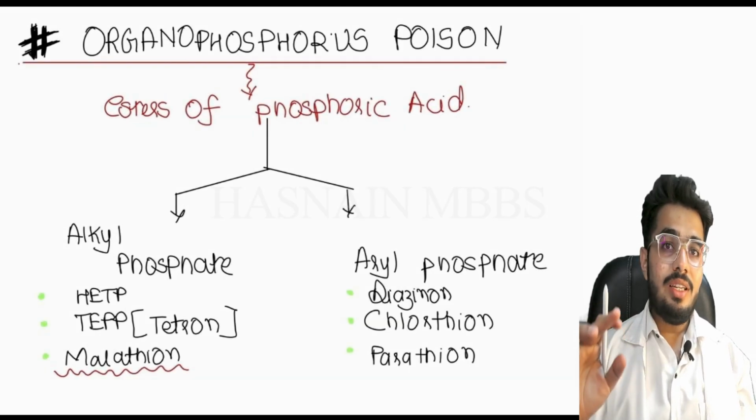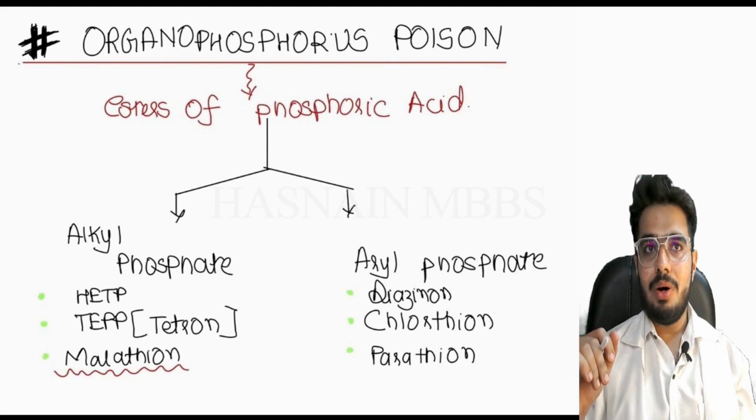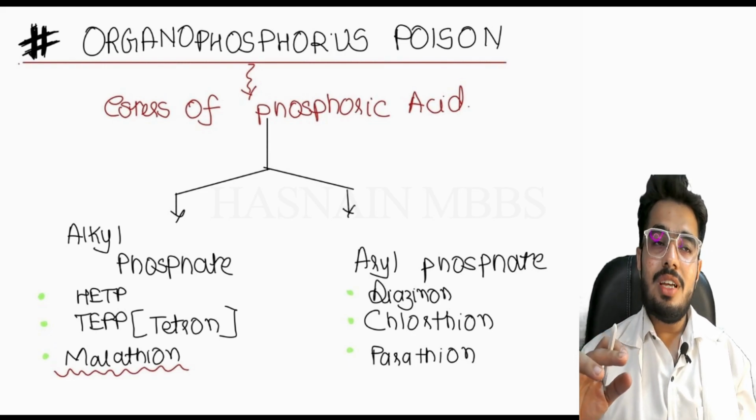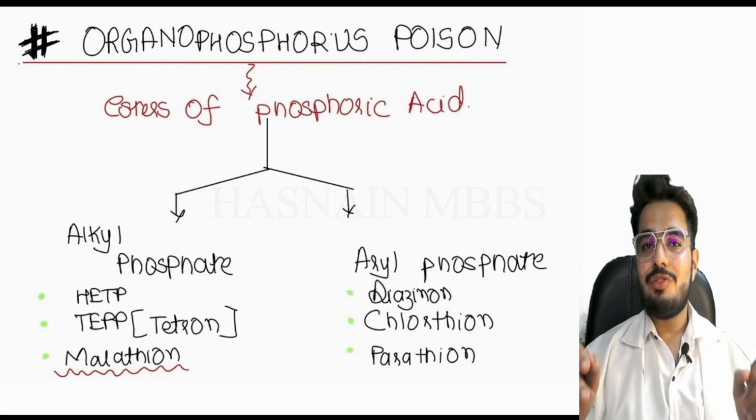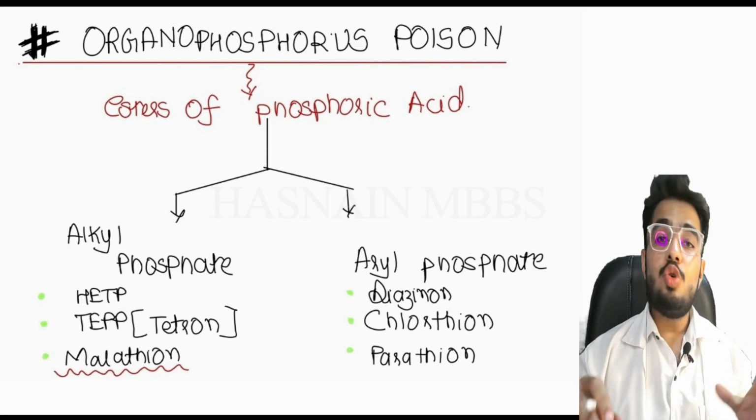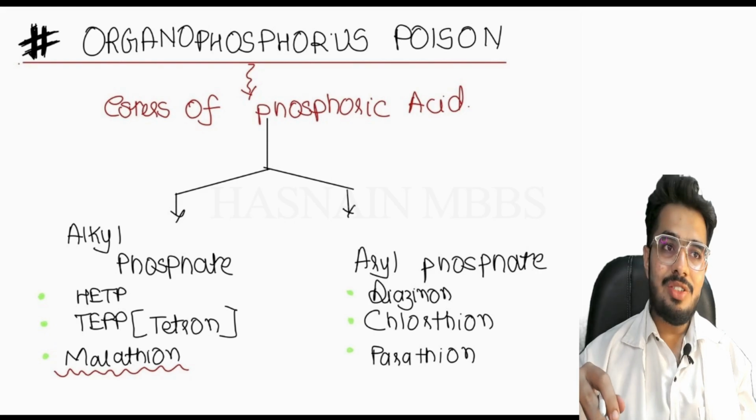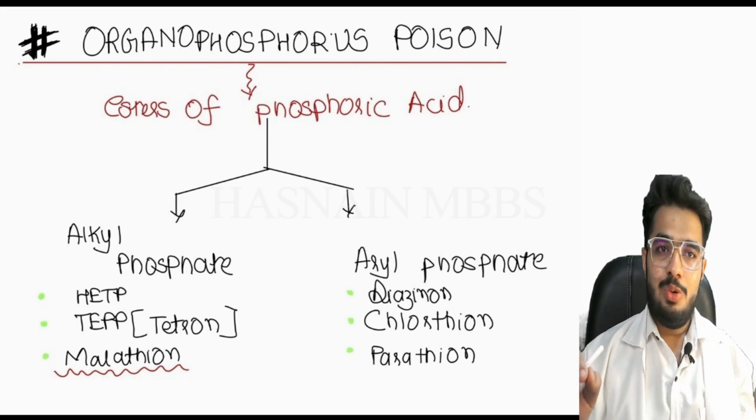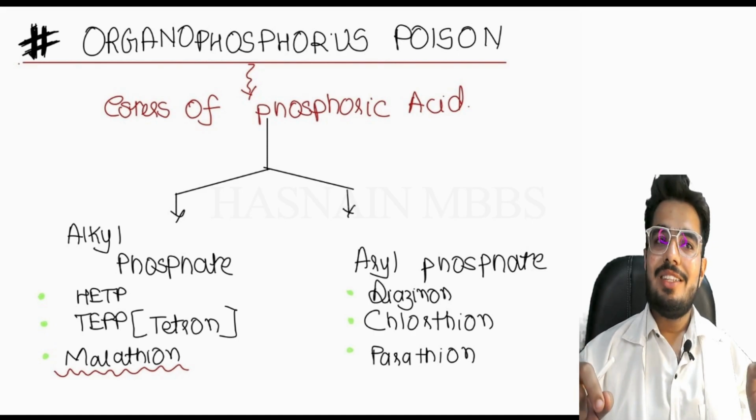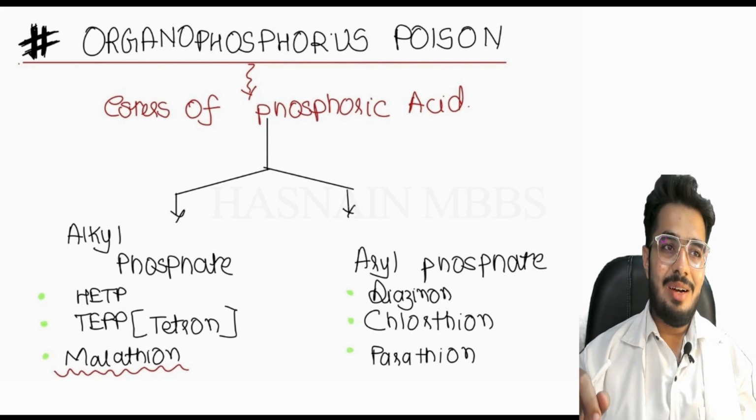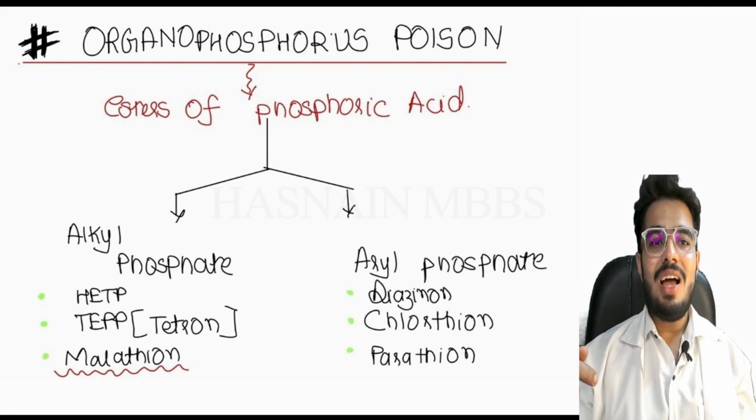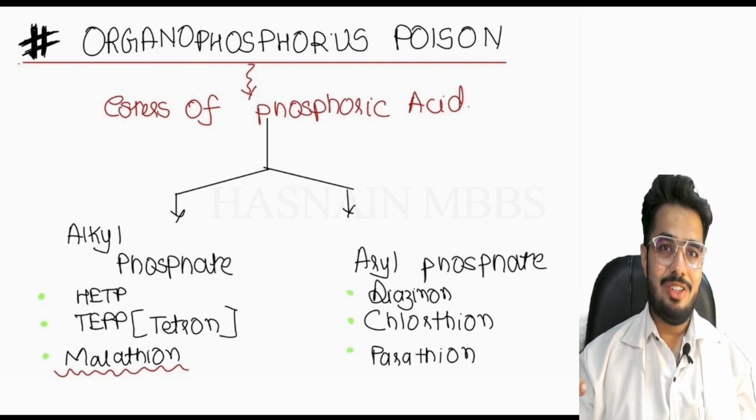Most important in this chapter is the organophosphorus compound and organophosphorus poisoning. Organophosphorus compounds are actually esters of phosphoric acid. They are classified into two groups. First is the alkyl phosphate, another one is the aryl phosphate. This classification and example no one is going to ask, this is for your knowledge. Alkyl phosphate examples are HETP, TEPP and malathion. Aryl phosphates are diazinon, chlorthion and parathion.